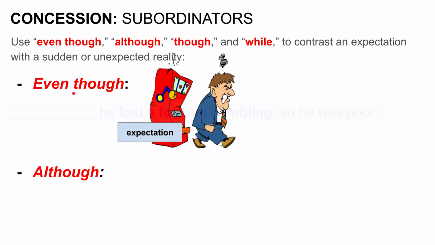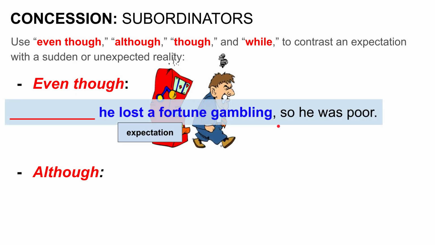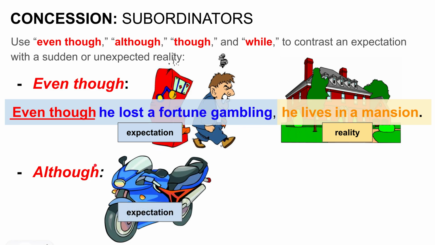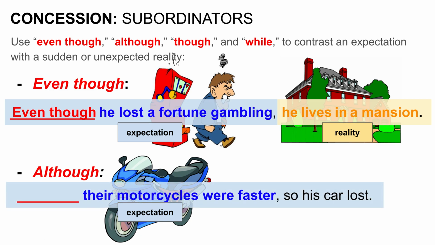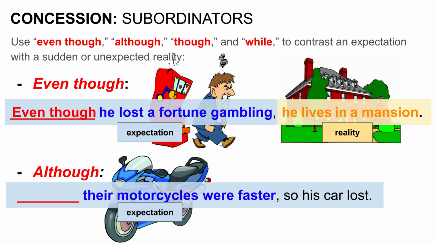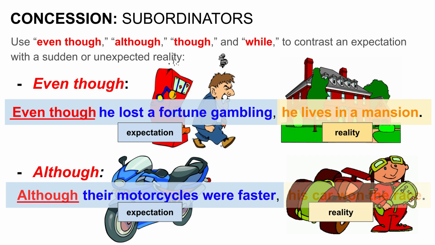So for example, even though he lost a fortune gambling, so he was poor. Again, we expect that if he loses a fortune, a lot of money, he should be poor. But the reality is, even though he lost a fortune gambling, he lives in a mansion. Same thing with although, same relationship. Contrast an expectation with a sudden or unexpected reality. Expectation: their motorcycles were faster, so his car lost. If their motorcycles are faster, he should lose a race. But the reality is, although their motorcycles were faster, his car won the race.